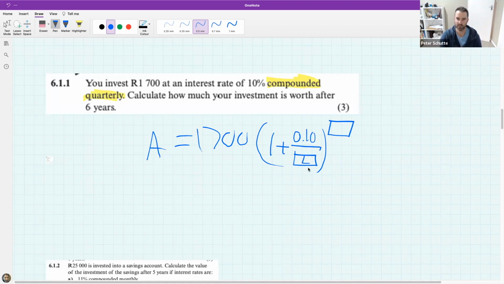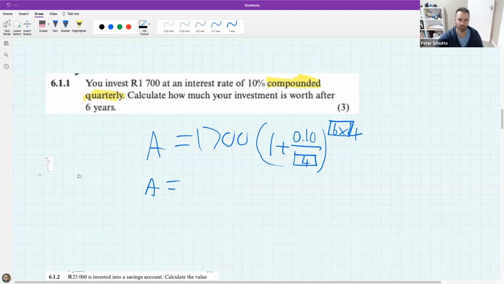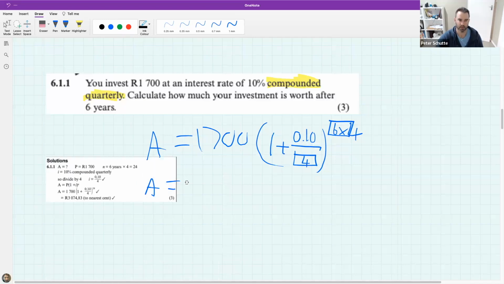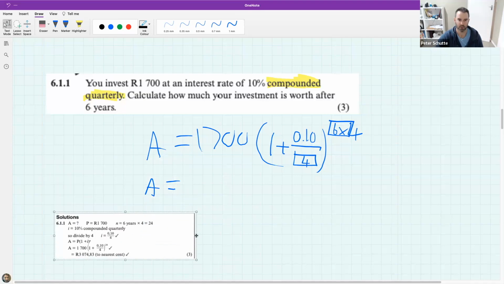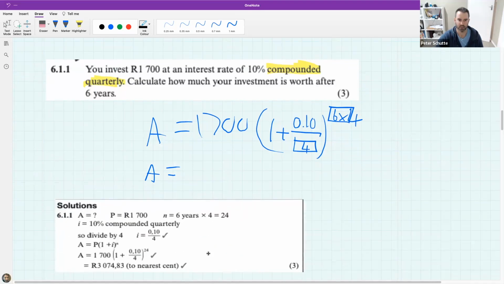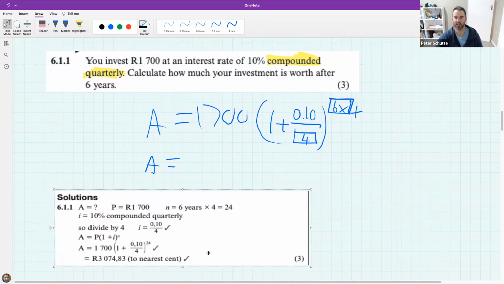Well, this must be divided by 4 for quarters. Now this was 6 to start with, but we times it by 4 because there's 4 quarters in every year. And so, in fact, I've actually got the answer here. I can bring it up. If you want to see the full answer there, it should be 3,074.83.